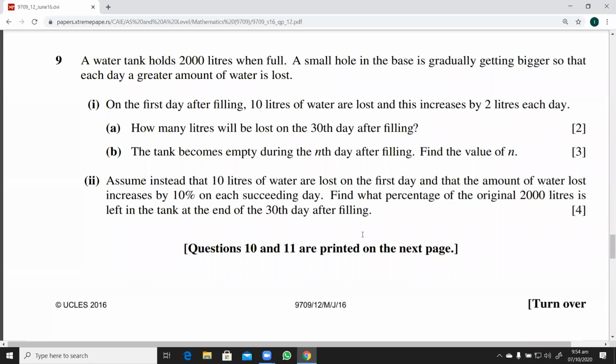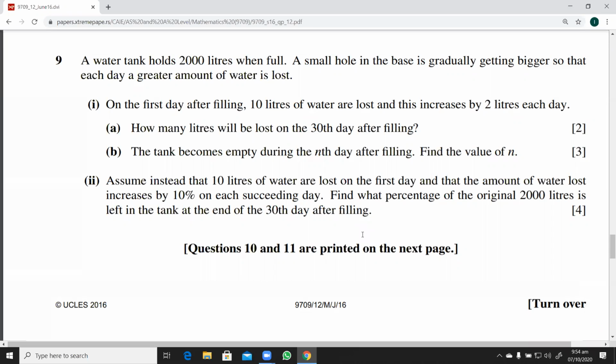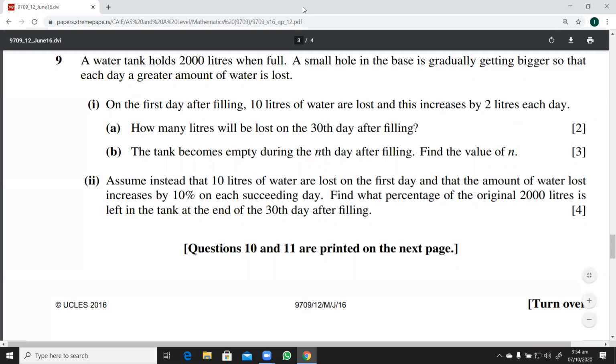If you are thinking, Shazrin, that you had 2000 and the next day you had 1990 and then 1988, you are right that the difference is not constant. How can we keep the difference constant? By making a sequence of what is lost. Like first day it's 10, the second day it's 12. That's the way to handle this.